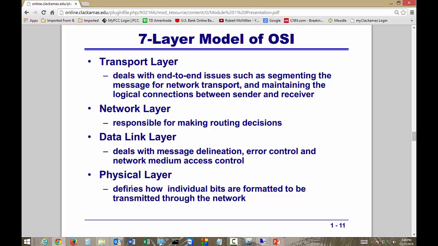The physical layer defines how individual bits are formatted to be transmitted through the network. So this is where most of the translation happens between other topologies and protocols and into your computer. So you've got your network card. That sits at the physical layer. And the network card has a MAC address, which is a physical address on the card itself, and that never changes, although some devices do allow you to change it, but regular network cards that come in computers do not. So the network layer is where the IP address actually sits, but the physical address sits at the physical layer.